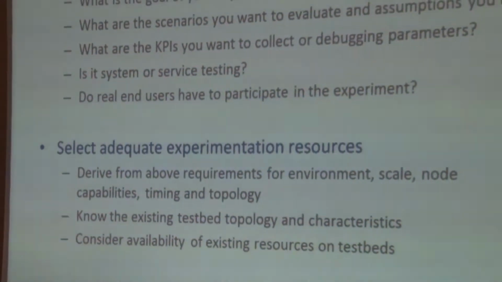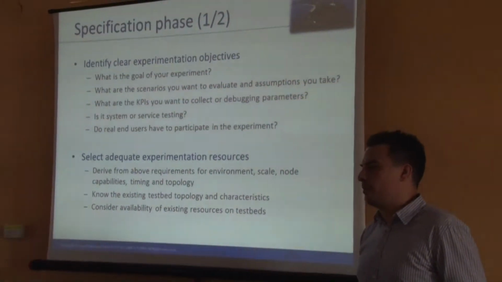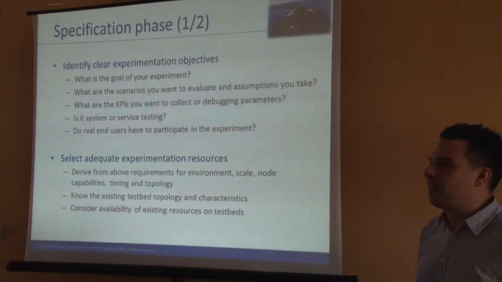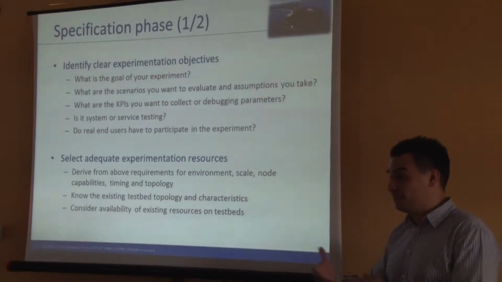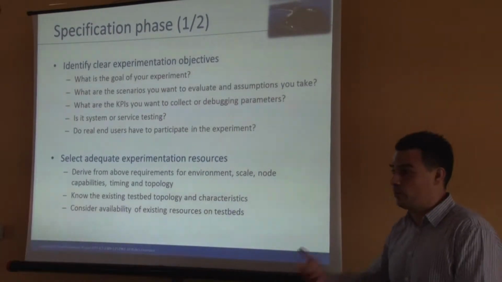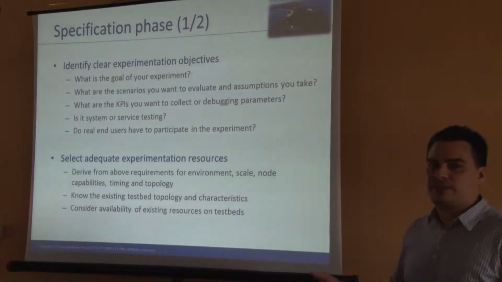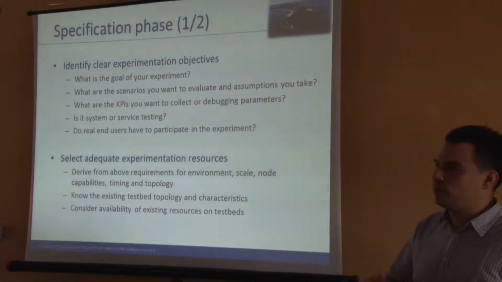So the first phase is specifying your experiment. Okay? So what is actually the goal of your experiment? What do you want to evaluate? This is something that you have to clearly define. Is it testing a protocol solution? Is it testing a service? Do you want to just collect some traces of real-world interactions that you want to use later for some simulations? I mean, there are different objectives that you can have for experiments, and you have to be very clear about these objectives. What is it that you want?